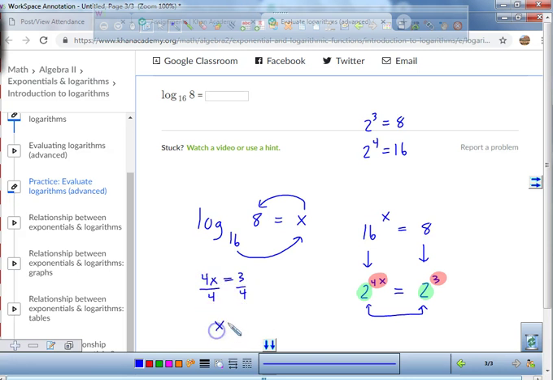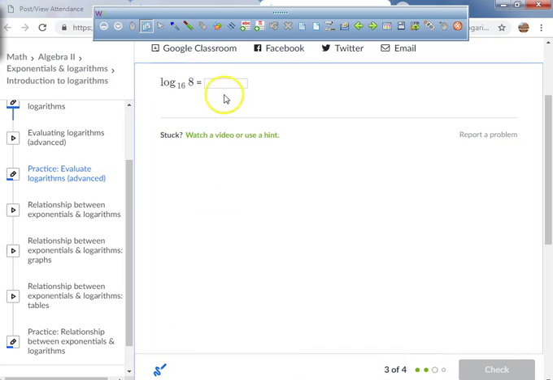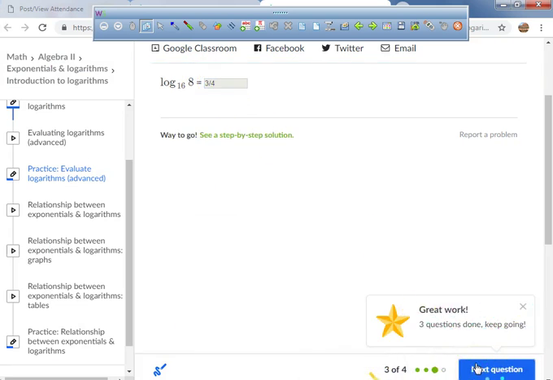So what's my value for x going to be? 3/4. There's my answer. All right, so I'm going to type in 3 divided by 4, and voila. Got it right.